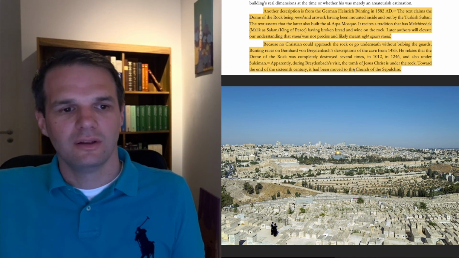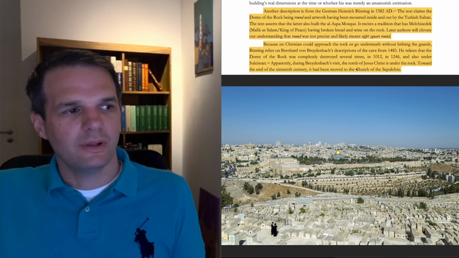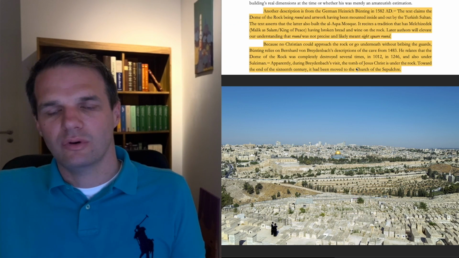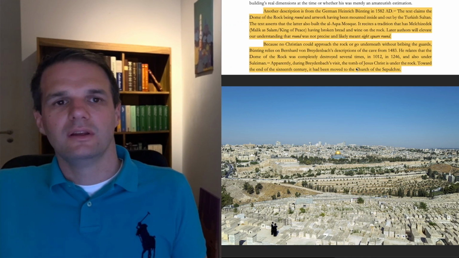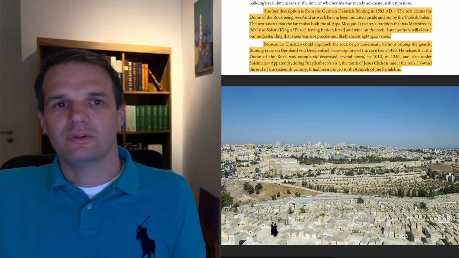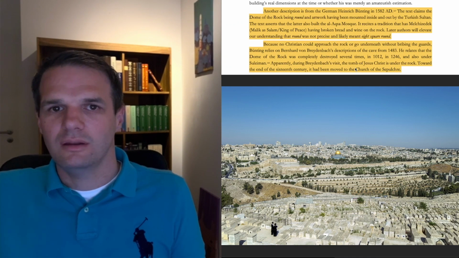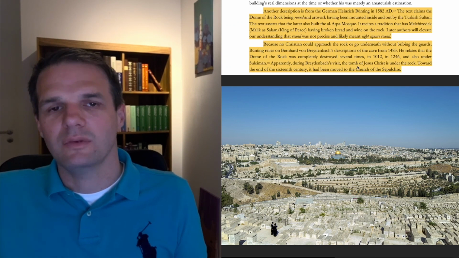We have had at least two pilgrims who've described the Dome of the Rock as having an octagon base building and then a round dome rising above it. So clearly they can differentiate between round and 8 square round, whatever that means.